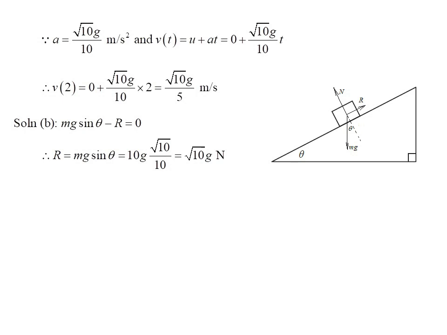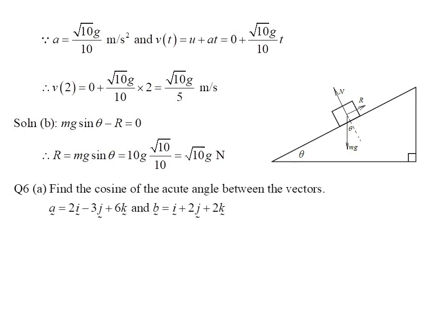Question 6 has two parts. Part A is to find the cosine of the acute angle between vectors a and b, where vector a equals 2i minus 3j plus 6k and vector b equals i plus 2j plus 2k.